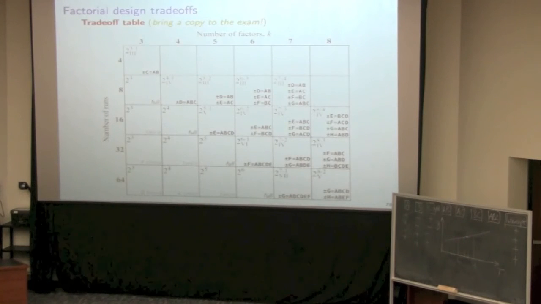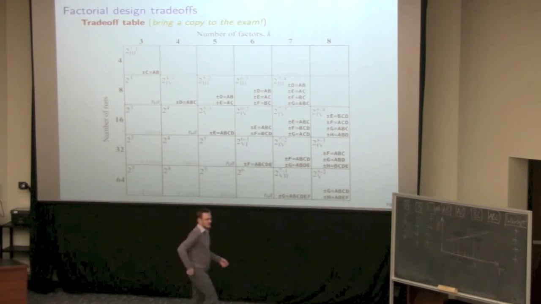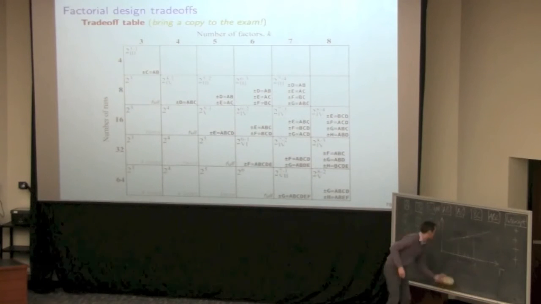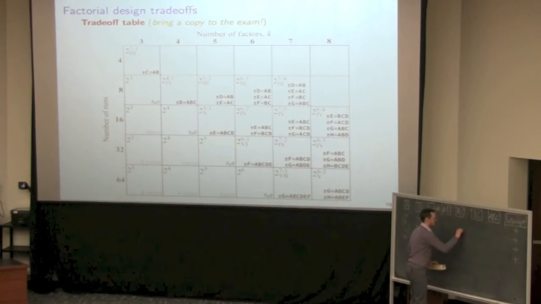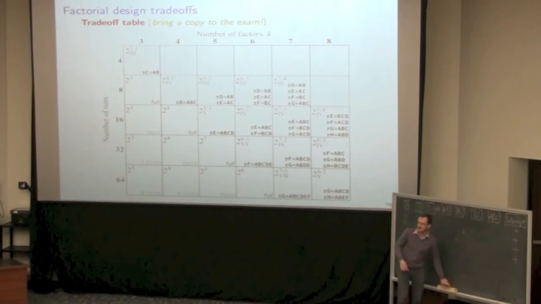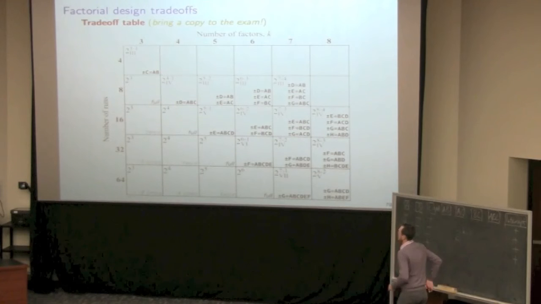Okay, let's get some more practice with half fractions. I'd like us to take a look at the 2 to the 4 minus 1 half fraction. Remember we said at the end of last class, half fractions are on this diagonal line over there. All of these experiments have a minus 1 at the end of it. So in other words, all these experiments are of the form 2 to the k minus 1. k is your number of factors, minus 1 indicating you're doing a half fraction.